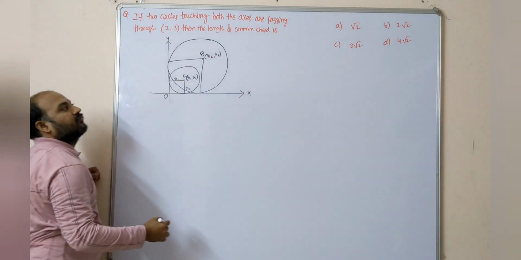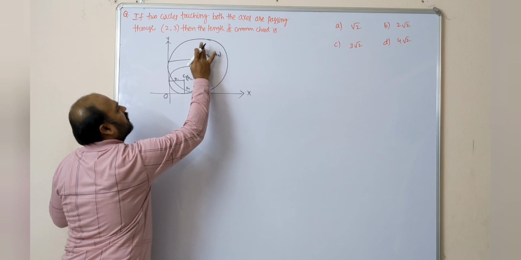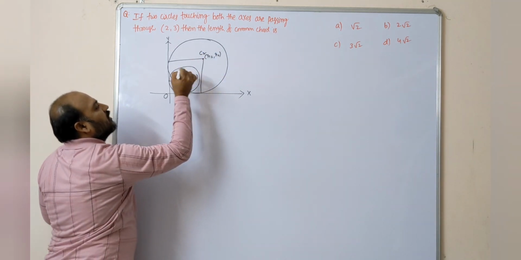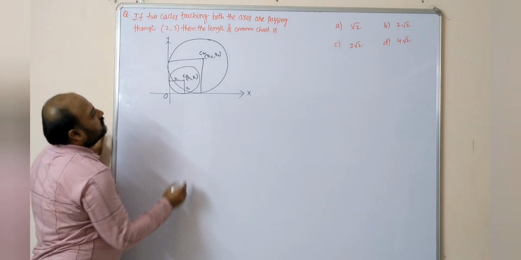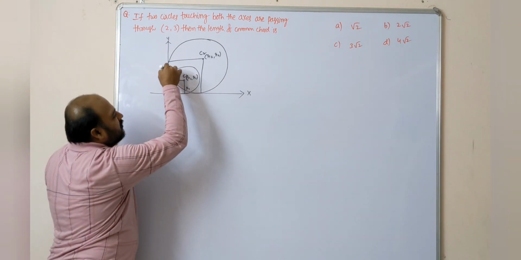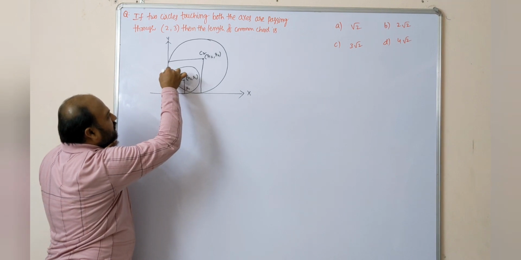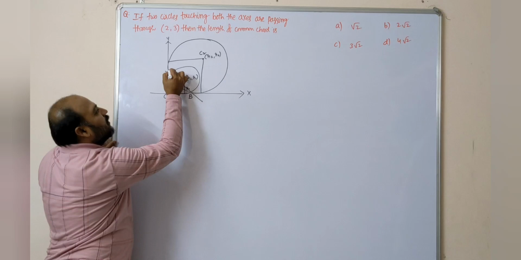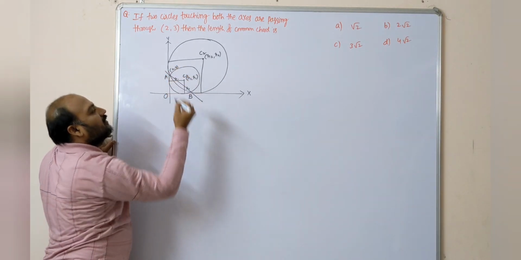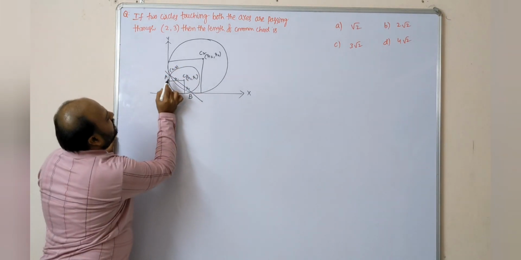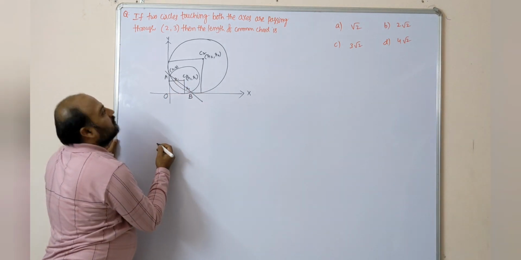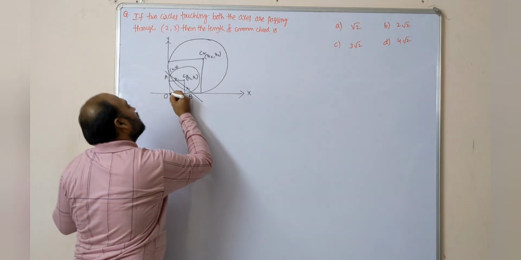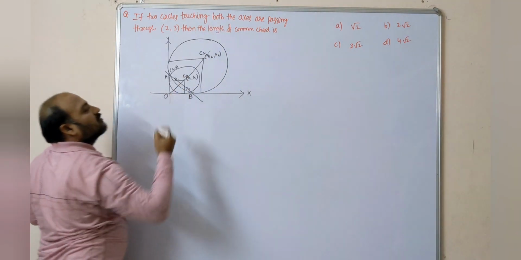Center 2, center 1. So I am passing through this point only now. These two are intersecting here. This is B, this is A. A point we have 2 comma 3. After that, join these two like this also.